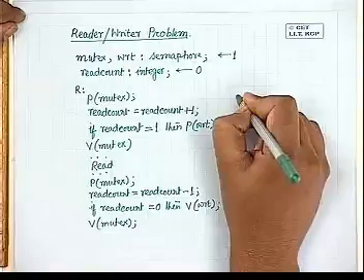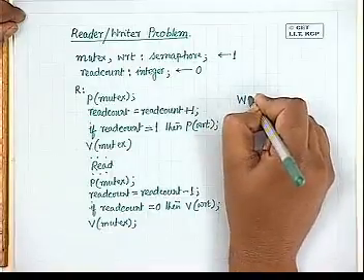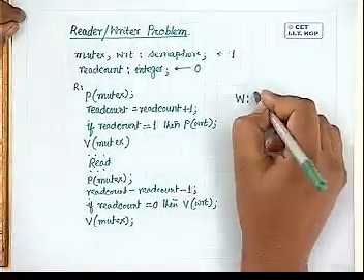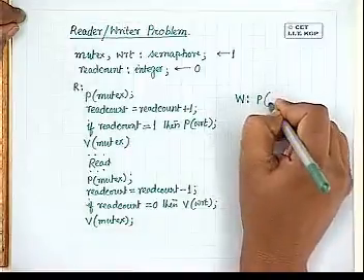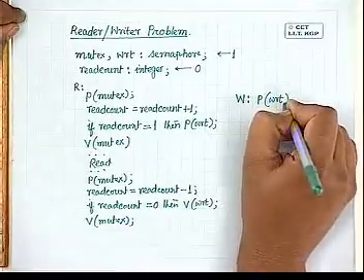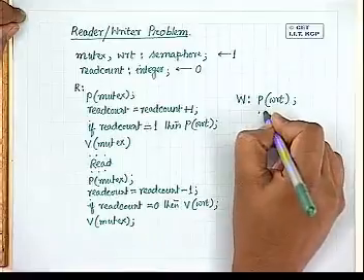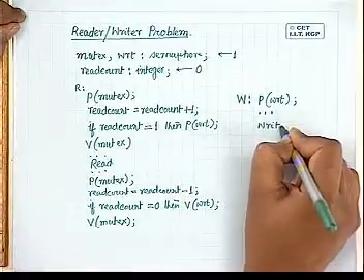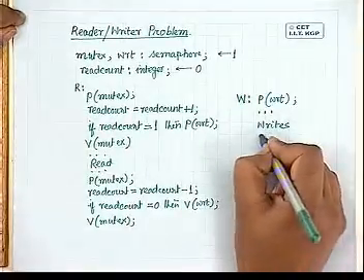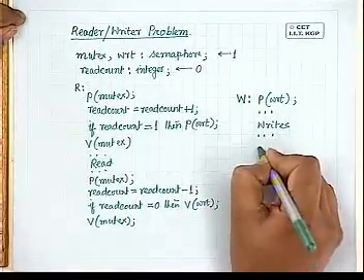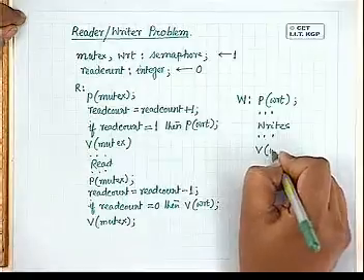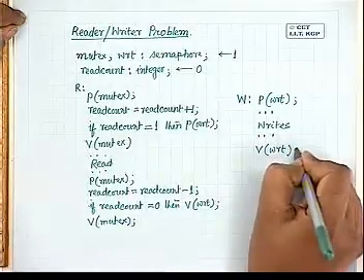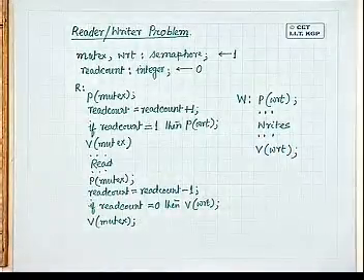Similarly, for a writer process, the structure is much simpler. First, it has to perform a P write operation. After P write is successful, it modifies the file, that is writes into the file, and finally it performs a V write operation. Okay.